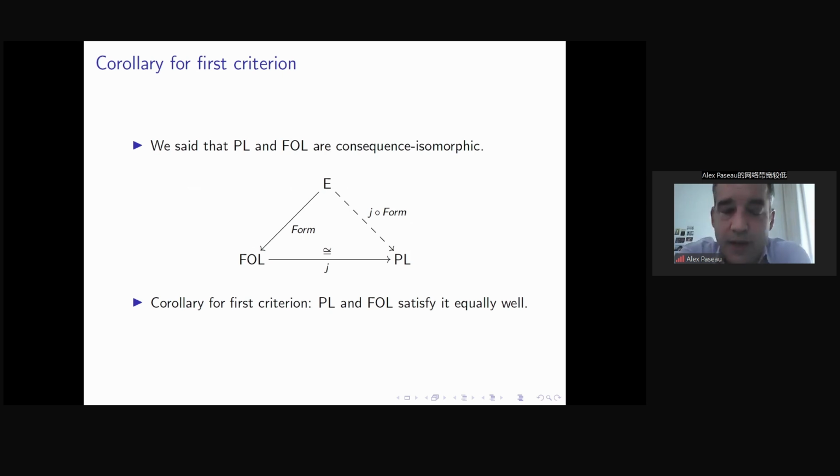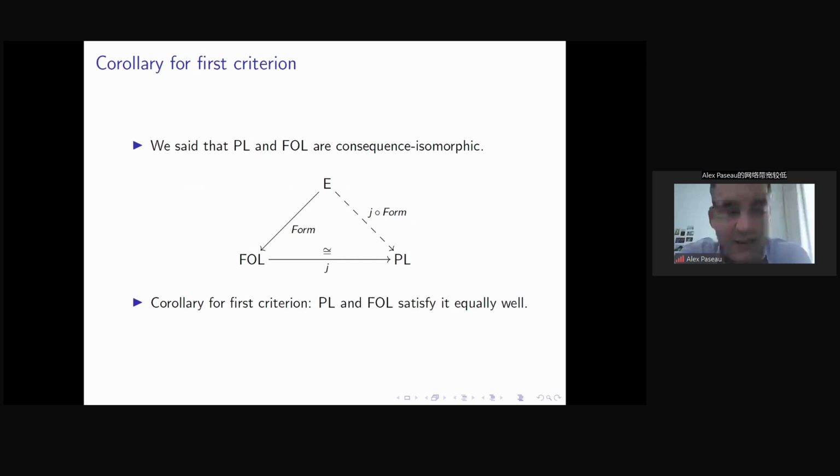That means that if you compose the formalization with consequence isomorphism, then you get a formalization function from E to propositional logic. That's going to do just as well as when it comes to capturing implicational structure as first order logic, right? So suppose you have two sentences of English, say A and B, A implies B, and then you capture that fact in first order logic. The formalization of A implies the formalization of B in first order logic.